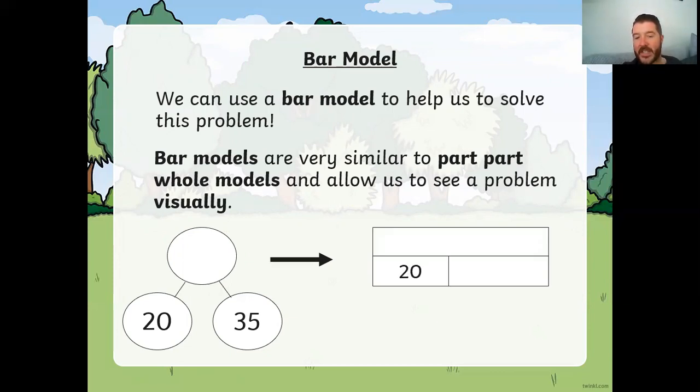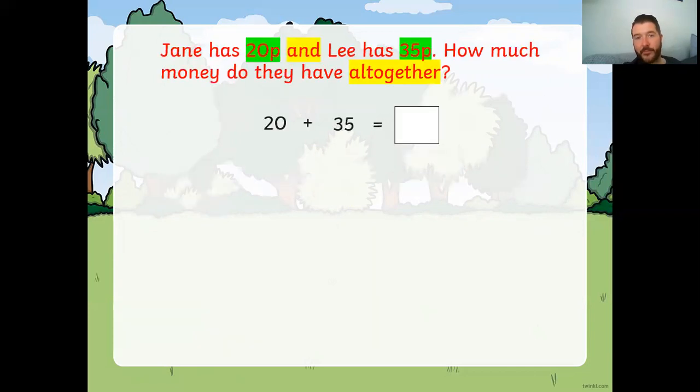20 is one part, which is the smaller part, which is why the bar's slightly smaller. 35 is the bigger part. And then the bar at the top is how much it would be all together. So let's go back to our problem. Jane has 20p and Lee has 35p. How much money do they have altogether? So we know we've got to do 20 add 35.